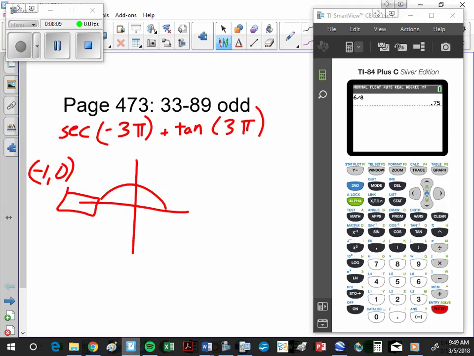So the secant will be the reciprocal of the cosine, and the cosine at pi is negative 1. So you flip negative 1 upside down and you still get negative 1. So this is negative 1 plus the tangent of that same angle, 0 over negative 1, which is 0. So we get negative 1.